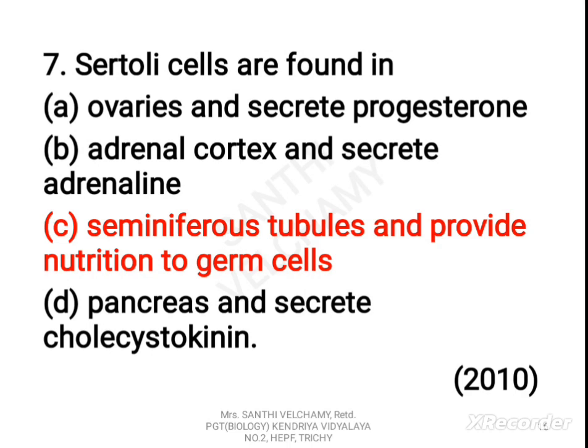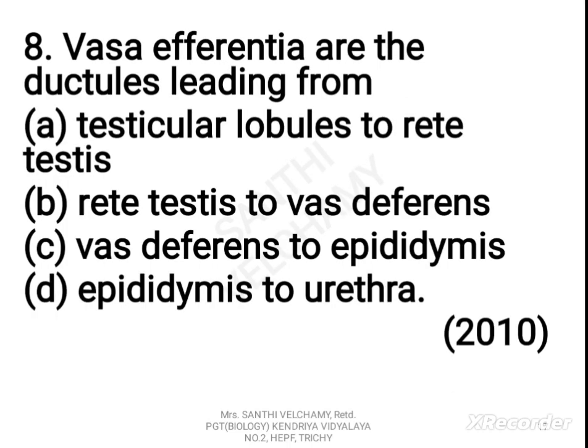Now the eighth question. Vasa efferentia are the ductules leading from A. Testicular lobules to rete testis. B. Rete testis to vas deferens. C. Vas deferens to epididymis. D. Epididymis to urethra. The correct answer is B. Rete testis to vas deferens.